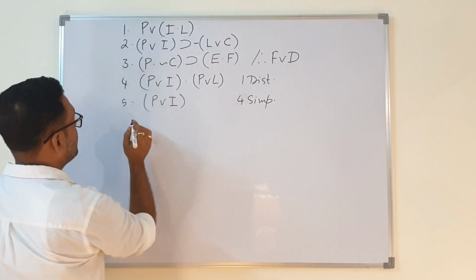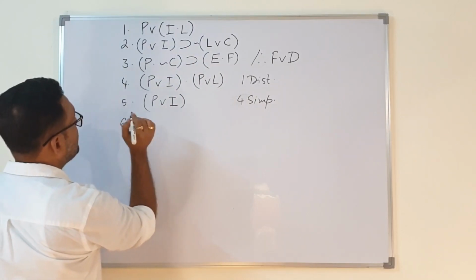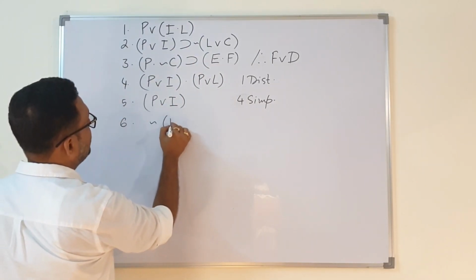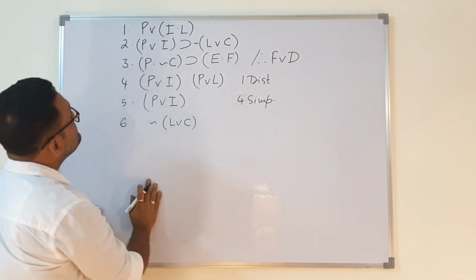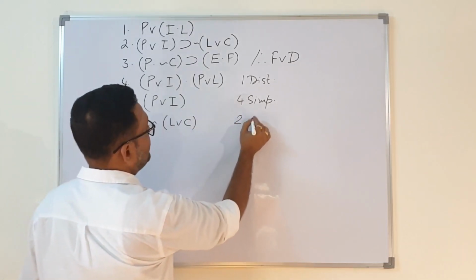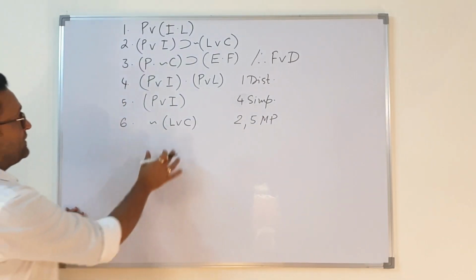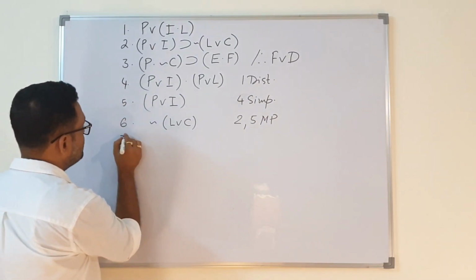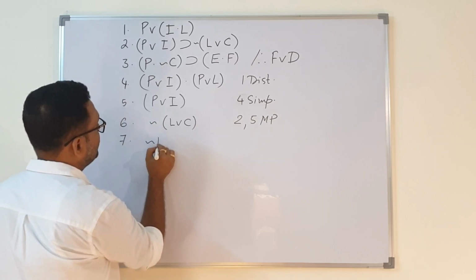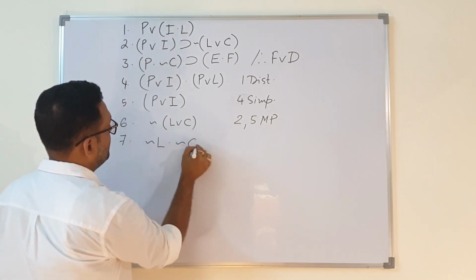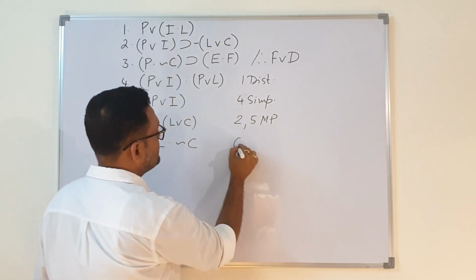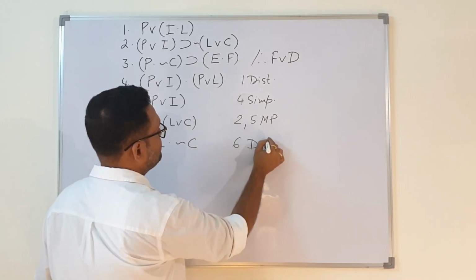Now I can enter this line. So I will get negation of L wedge C. This is going to be 2 and 5, modus ponens. So I have got this part. If you solve this a little bit, you will find negation of L dot negation of C. This will be on 6, De Morgan's law.